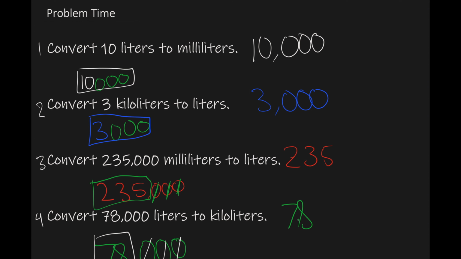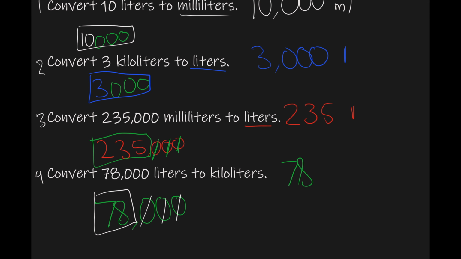These are all our answers, right? No, it's not. Why? Because you have to add a label, right? Because if I said convert 10 liters to milliliters and this would be 10,000 liters, that would be wrong. You have to write a label. So I'm going to go through all of them and write a label. This one we're converting to milliliters, so this one is milliliters. Next one is 3 kiloliters to liters. Liters, right? Next one is convert 235,000 milliliters to liters. Liters.